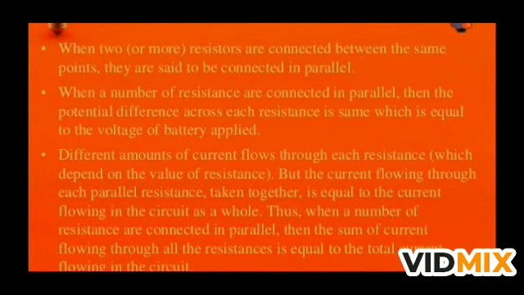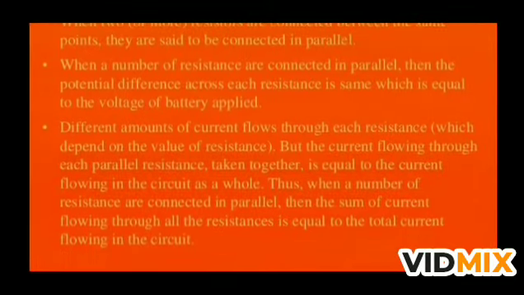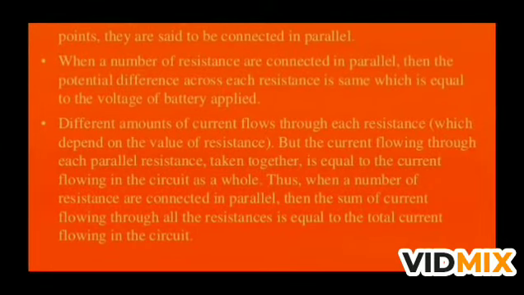It is very different from the series. When you connect all three resistors with the battery or cell, you find that the potential difference across each is the same. In the previous case, the potential divides, but here the potential remains the same across all the resistances. So a different amount of current flows through each resistance.